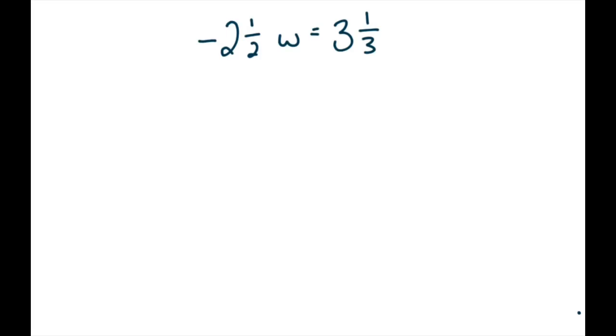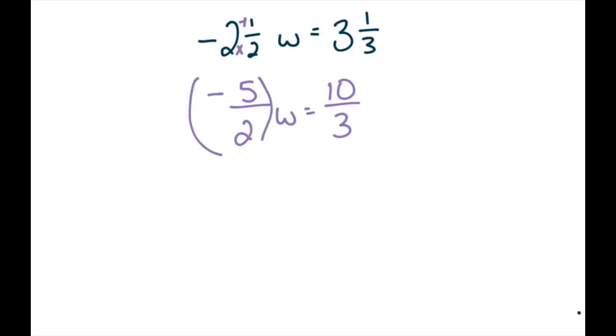All right. So we're going to still have a negative, but we're going to do 2 times 2 plus 1. So we end up with 5 halves, negative 5 halves, W. And 3 times 3 is 9 plus 1 is 10 equals. And so we're going to multiply both sides by the reciprocal, a negative 2/5 times negative 2/5.